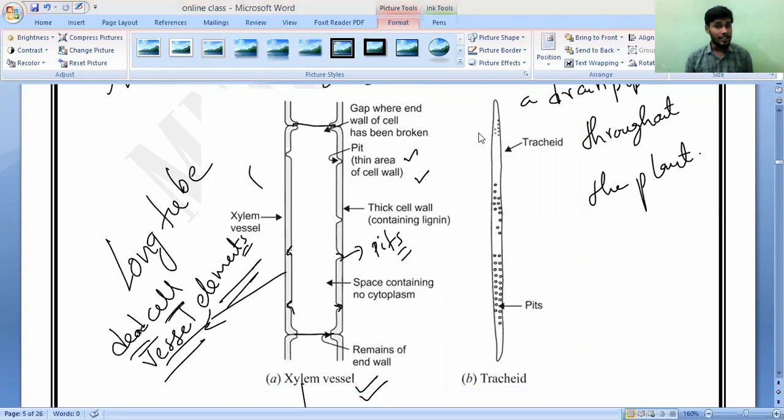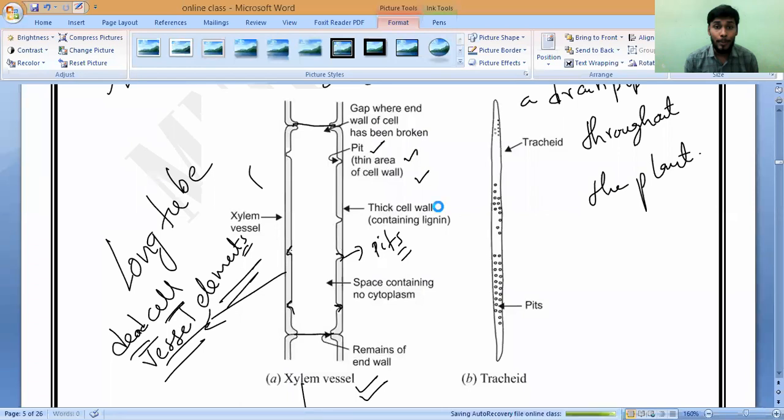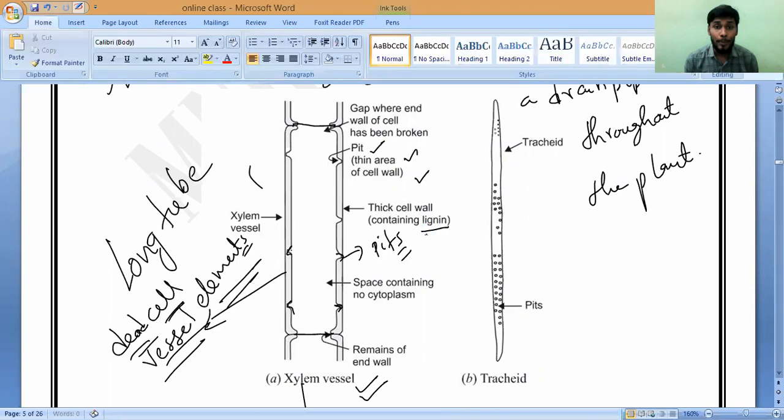Now, here one question they will ask you. In xylem vessels, which part of the xylem vessel is a very thin area? Pit. Now you can note down one more question. Which part of the plant is thick and strong, and contains what? Lignin. In the remaining part where we have a pit, the amount of lignin is less and the cell wall is very thin. That is called a pit.